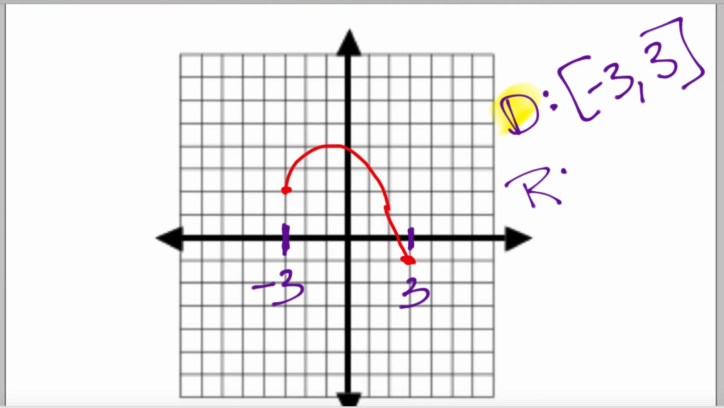And then the range is from low to high. The lowest y value that I have right there is -1. And then the highest y value that I have looks like it's right there at +1, 2, 3, 4. So that would be a range from -1 to +4. That's your first example. We're going to do one more.